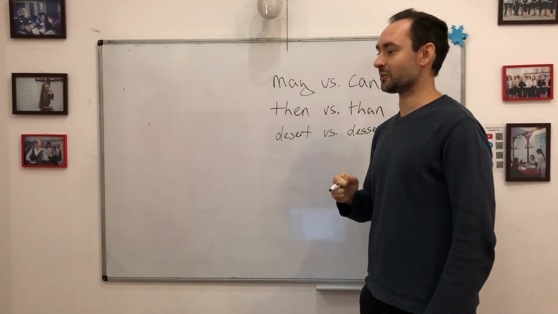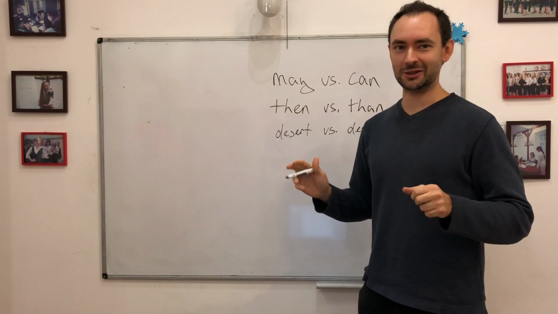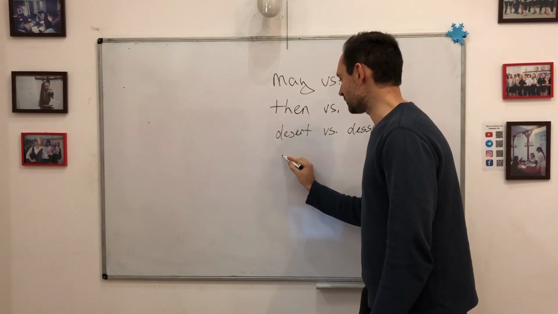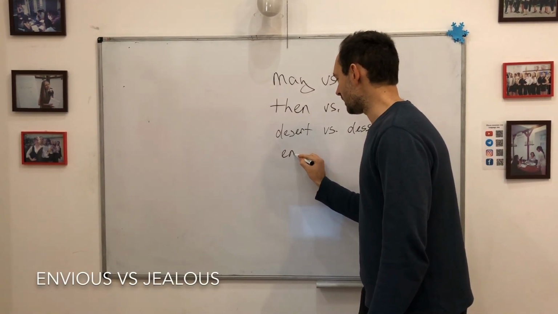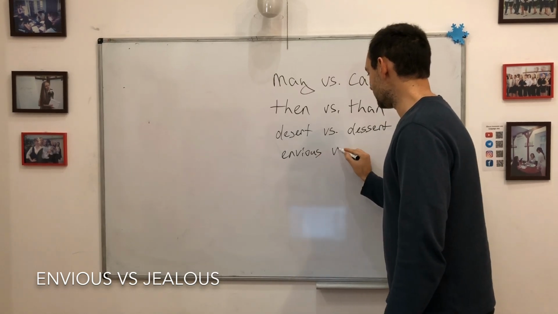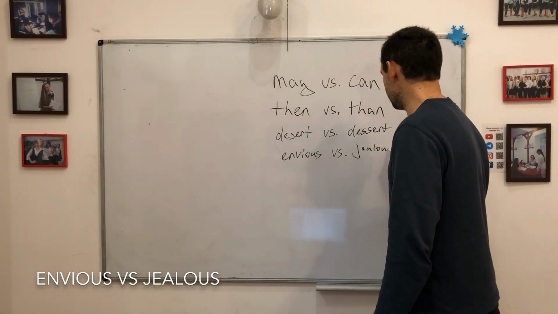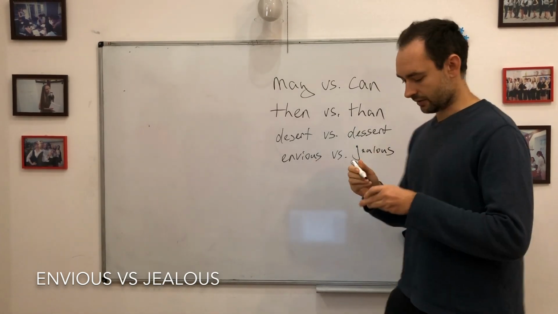Okay, and the last two words, they're oftentimes confused in the English language. Especially for native speakers, they make this confusion all the time, and sometimes it drives me crazy. The two words are envious versus jealous. Okay.